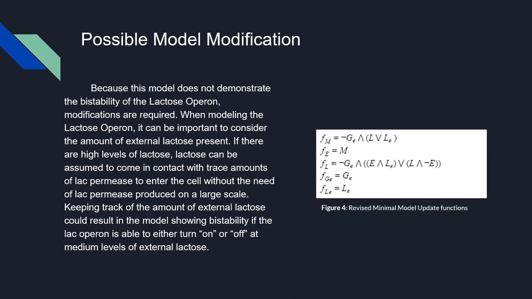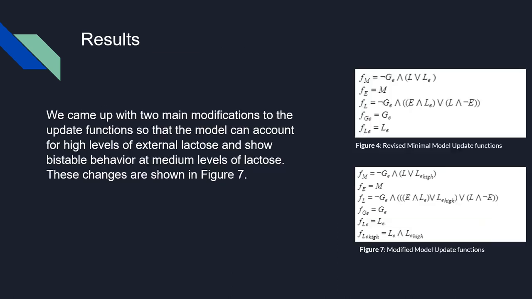When creating a more accurate model of the lactose operon, it's important to consider the volume of external lactose present. If there's a medium amount of external lactose present, then the lac permease is required to bring the external lactose into the cell so it can be used for the production of enzymes. However, if there's a very large amount of external lactose present, it can be assumed that there are trace amounts of lac permease still in the cell to bring that lactose into the cell. There are 2 main additions to the update functions that we came up with to account for the level of external lactose in the system and to demonstrate the bistable behavior that the lac operon shows.